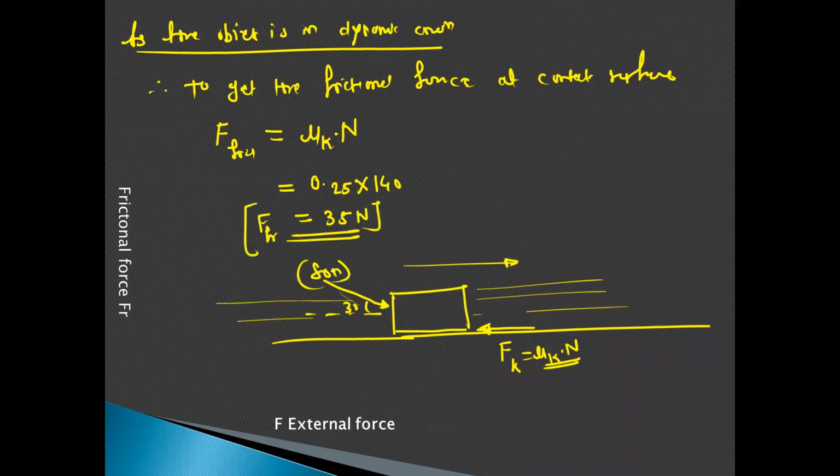So here we have to decide, for the given force, whether the condition is static or dynamic, and depending on that we have to use the proper coefficient. This is how you can find the frictional force at the contact surface for a given external force P.